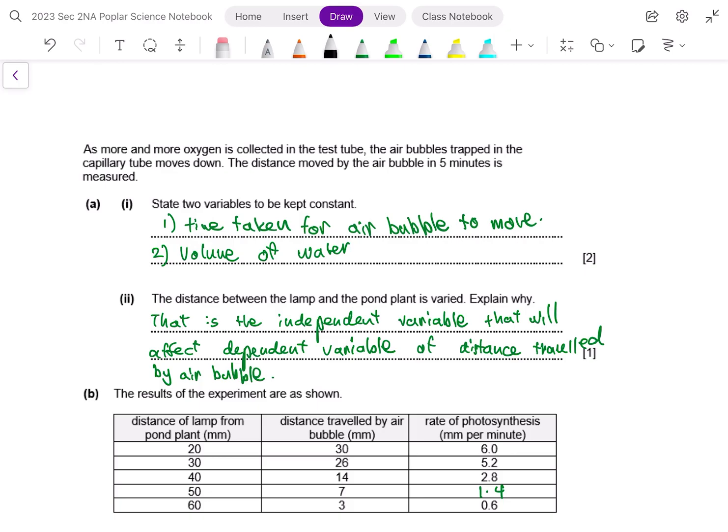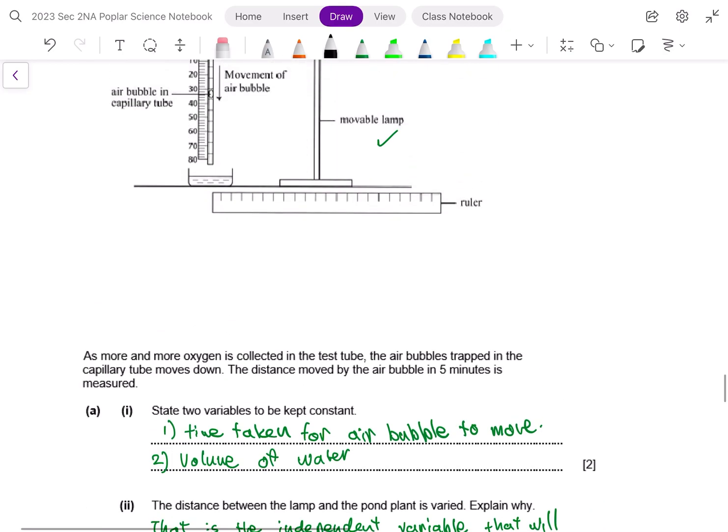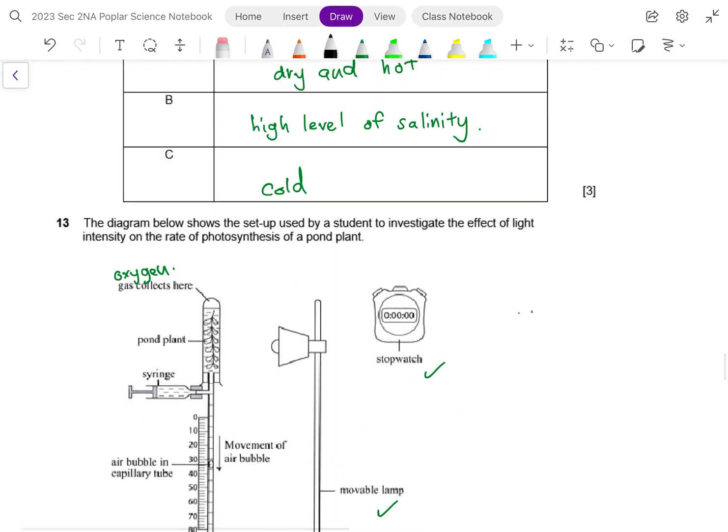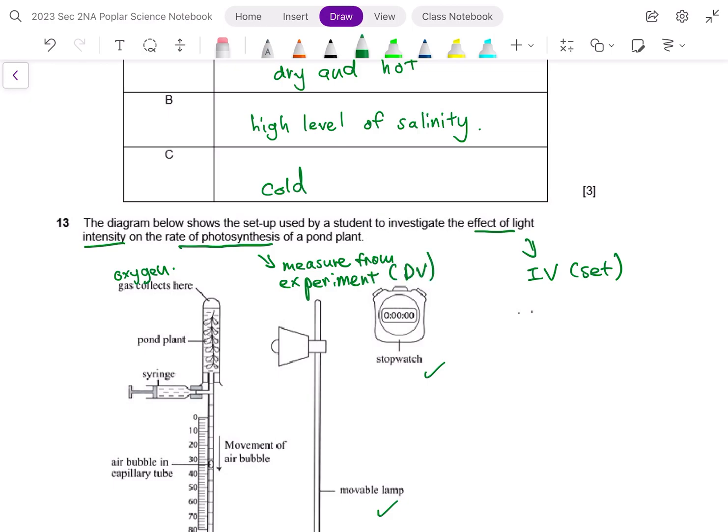Okay, so there's a couple of controlled variables here. Let's read back a little bit. You want to investigate the effect of light intensity. So definitely this one is the IV, independent variable. What you set. And then you want to find out about the rate of photosynthesis. This one is what you measure from the experiment. So this one is actually a dependent variable.